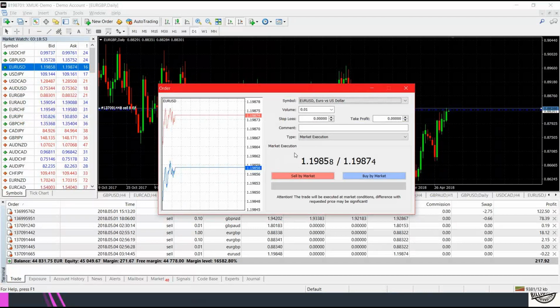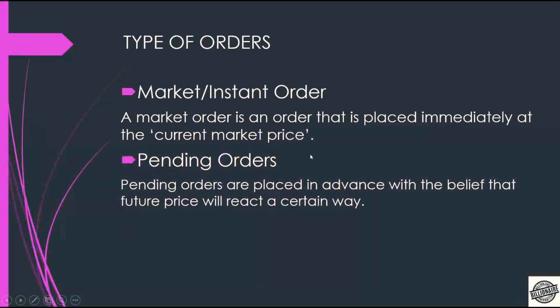That is what it means. You just click it at once. So the type of market order is called market execution. It's written here. You click it once. So you're entering the market at the prices that you're seeing. You're selling at this price and you're buying at this price. That's what it means. Instant or market execution.